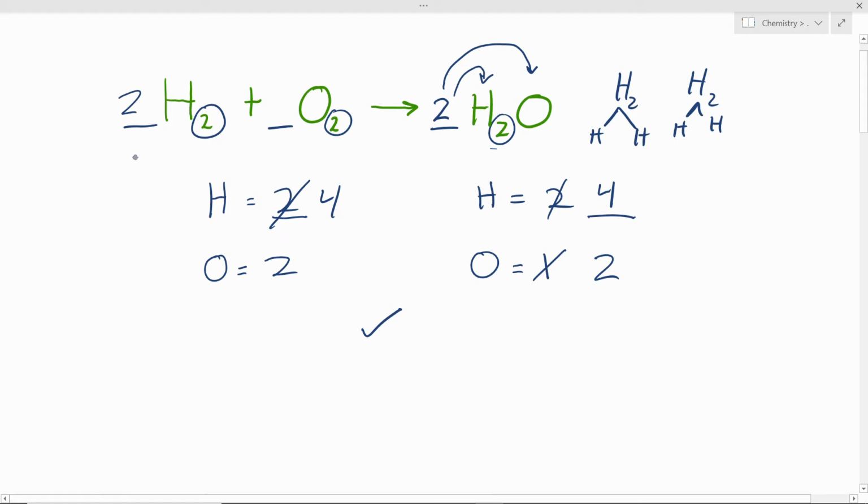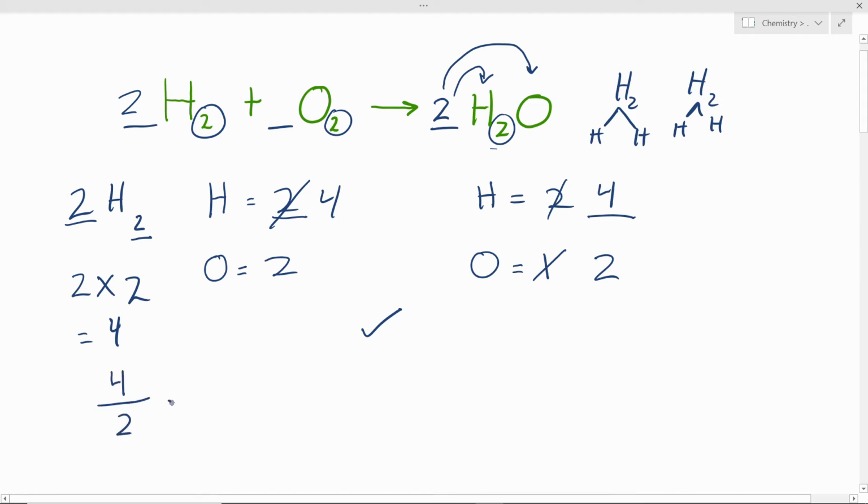And just to clarify, when you see this, you can think about it as multiplying the coefficient times the little subscript. So this would just be 2 times 2, which is 4. And initially this number of hydrogen was 2, we had to change it to 4. So we kind of can divide, right? If we say, okay, I need 4 of them, but I only have 2.